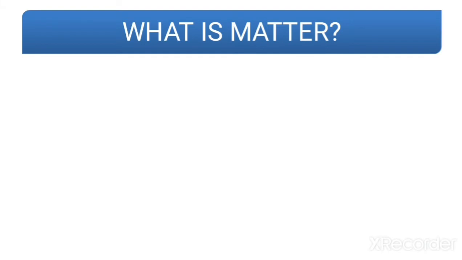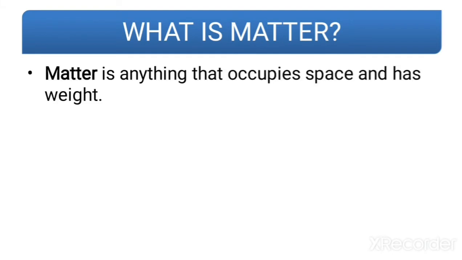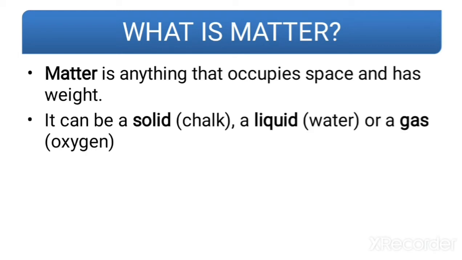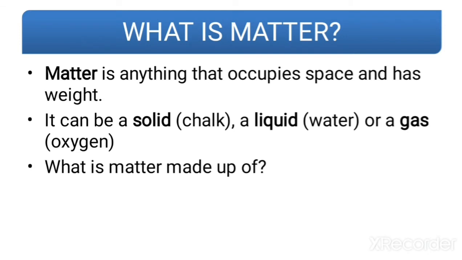So the first question is, what is matter? Matter is anything that occupies space and has weight. Anything that occupies space and which has weight is called matter. It can be a solid like chalk, it can be a liquid like water, or it can be a gas like oxygen or carbon dioxide.